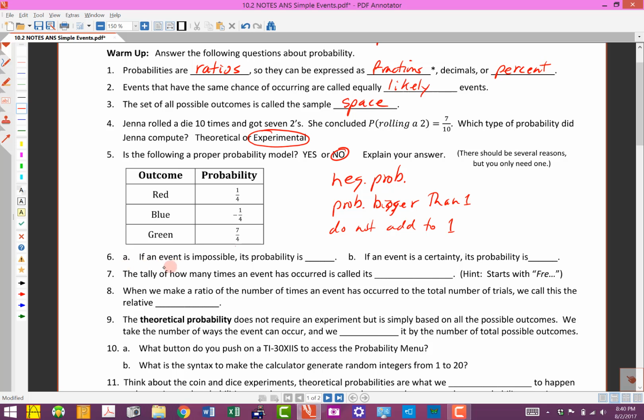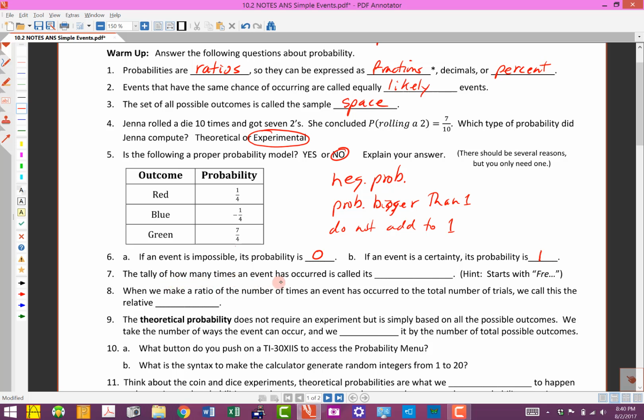Okay, 6, we've got two questions. If an event is impossible, if it's never going to happen, its probability is 0. If it's an absolute sure thing, its probability is 1. Remember, things that don't happen very often are closer to 0. They have low probabilities, and things that happen pretty commonly, pretty frequently, their probabilities are pretty high. They're usually closer to 1.